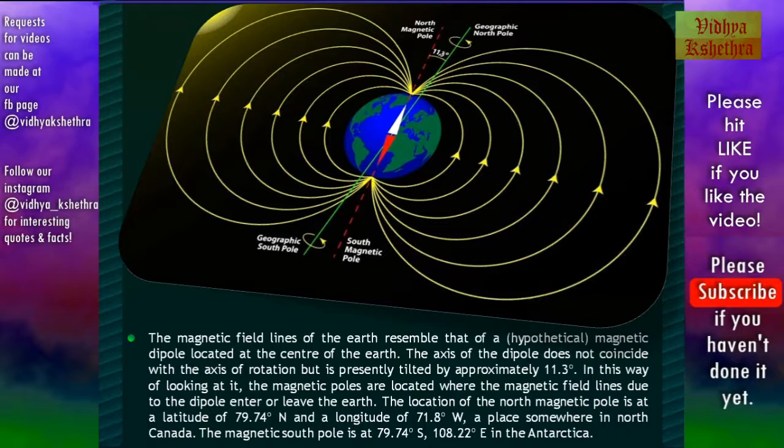The location of the north magnetic pole is at a latitude of 79.74 degree north and a longitude of 71.8 degree west, a place somewhere in North Canada. The magnetic south pole is at 79.74 degrees south and 108.22 degree east in the Antarctica. The pole nearest to the geographical North Pole is called the North Magnetic Pole, while the pole close to the geographical South Pole is known as the South Magnetic Pole.